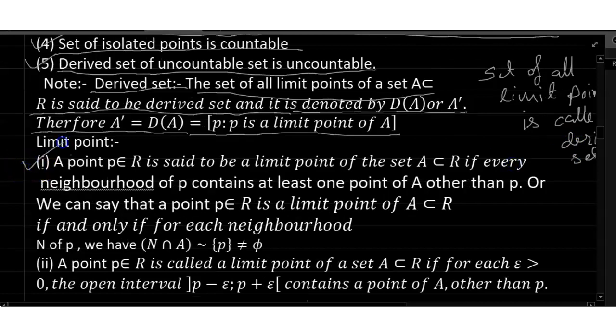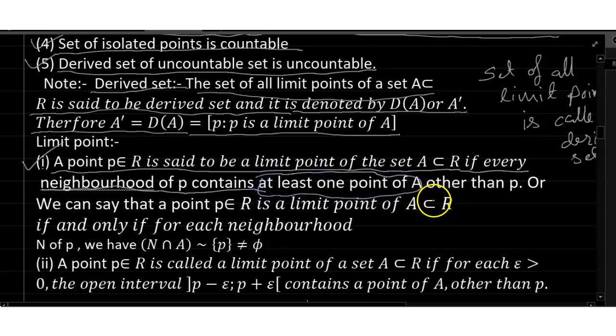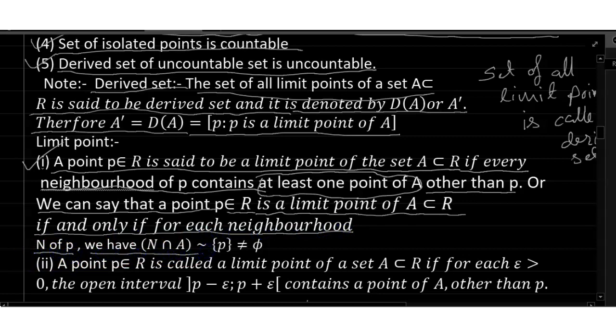Limit point. A point P belonging to R is said to be a limit point of the set A ⊆ R if every neighborhood of P contains at least one point of A other than P. Or we can say that a point P belonging to R is a limit point of A ⊆ R if and only if for each neighborhood N of P we have N ∩ (A − {P}) ≠ φ. So friends, let's draw.